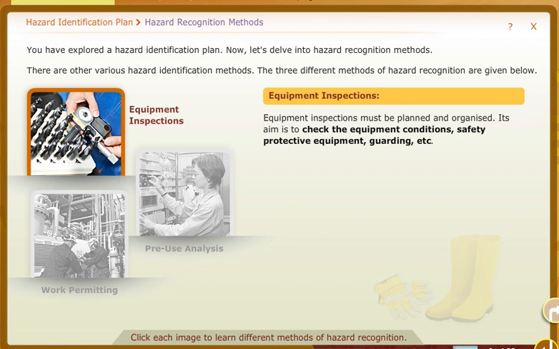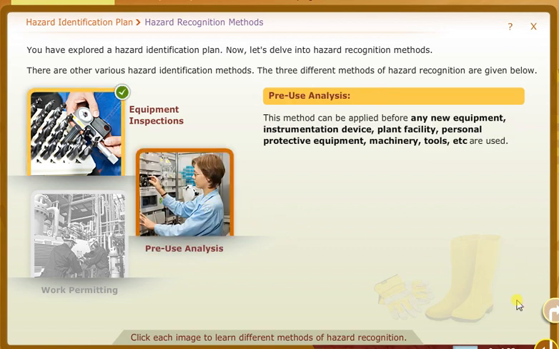Equipment inspections. Equipment inspections must be planned and organized. Its aim is to check the equipment conditions, safety protective equipment, guarding, etc. Pre-use analysis. This method can be applied before any new equipment, instrumentation device, plant facility, personal protective equipment, machinery, tools, etc. are used.